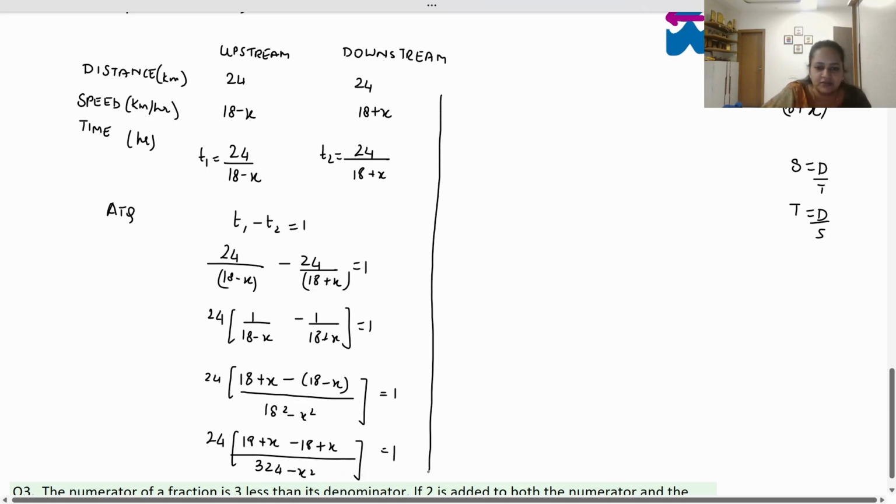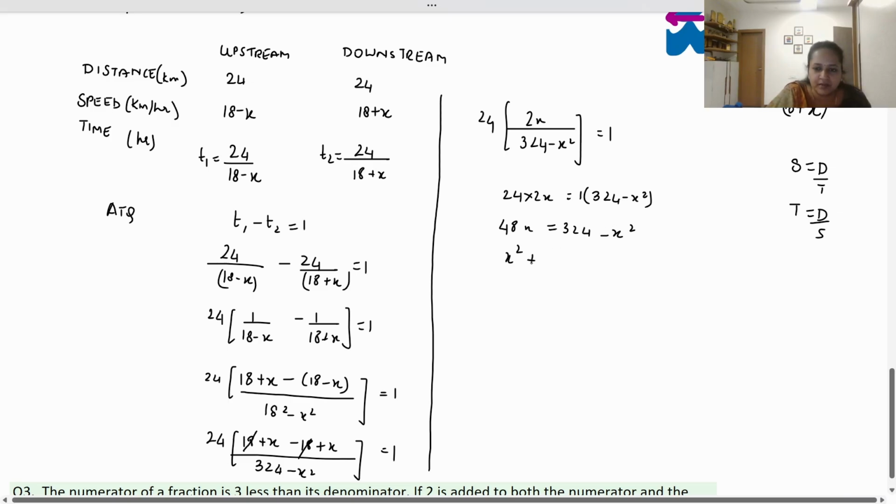Let's simplify this further. We are going to get 24 times, we have plus 18 minus 18 cancelling each other. x plus x is 2x upon 324 minus x square is 1. We get 24 into 2x is 1 times 324 minus x square. We get the equation 48x equals 324 minus x square. Let's bring everything on one side. So we are going to get x square plus 48x minus 324 is 0.